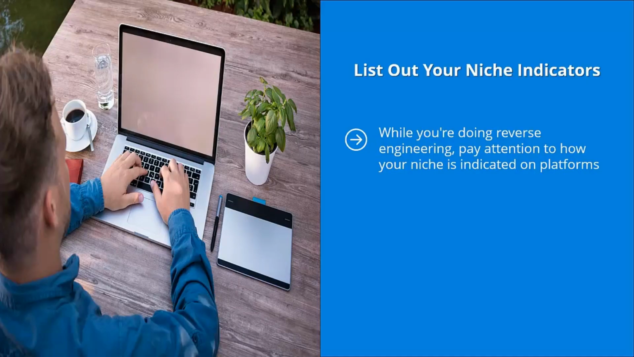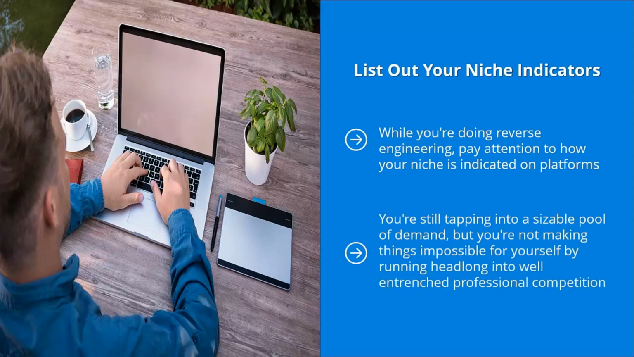Again, in any niche, there are sub-niches. So your goal here is to find a sub-niche or a way of positioning your content so you don't run into a ridiculous amount of competition. You're still tapping into a sizable pool of demand, but you're not making things impossible for yourself by running headlong into well-entrenched professional competition. You will probably need to keep experimenting with different sub-niches until you find one that is promising enough.